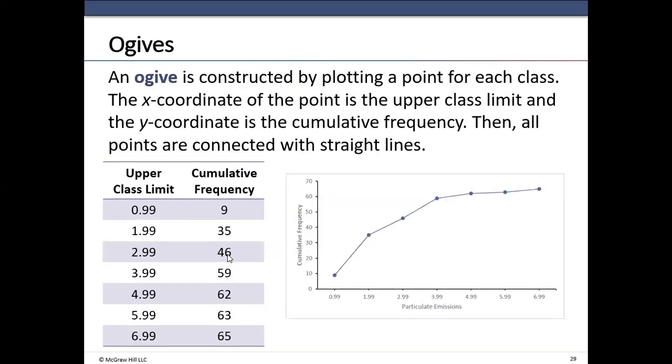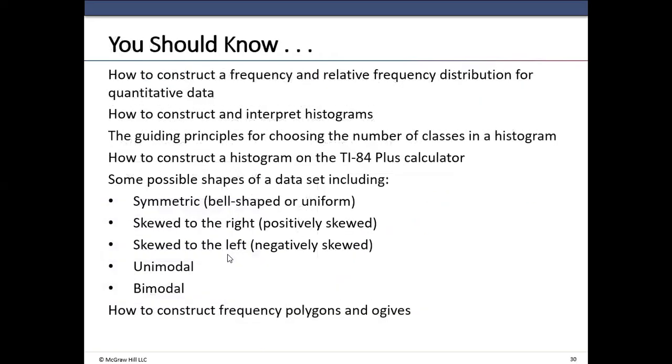And an ogive is a plot of cumulative frequency versus upper class limit. The x-coordinate is the upper class limit, and the y-coordinate is the cumulative frequency. Okay, so this is called an ogive. Okay, so that's the end of it.